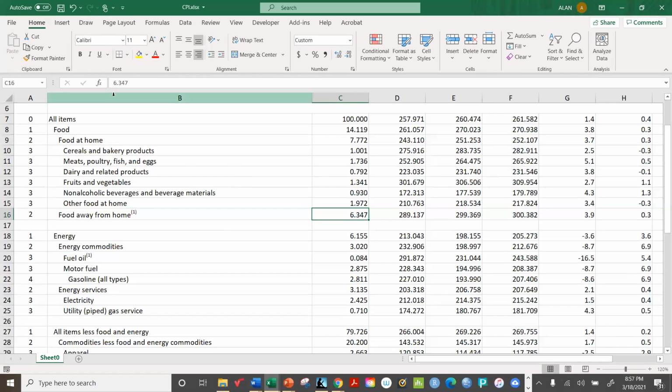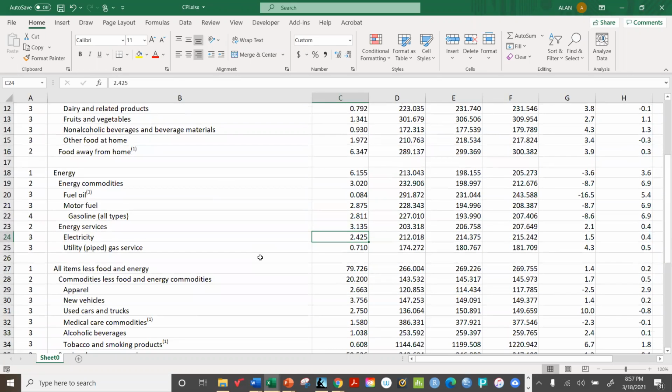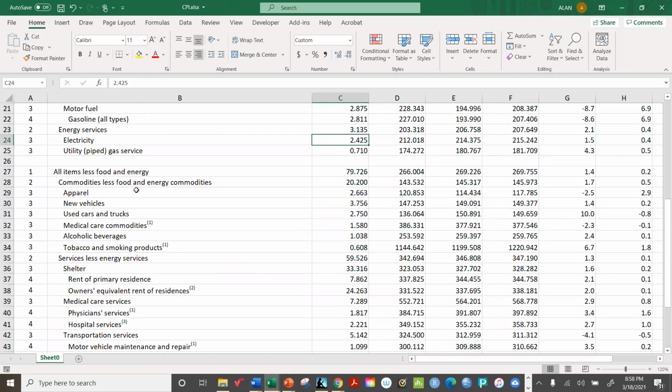Of course, you see they break it down even further. For example, fruits and vegetables end up accounting for roughly 1.341% of our typical budgets. We also have energy, which is broken down a little bit further. We have fuel oil, for example. We have motor fuel, energy services, electricity, et cetera. And then we come down here and we have all the rest. So we have, for example, apparel. We have new vehicles, medical care, alcoholic beverages, tobacco, you name it, it's here somewhere.